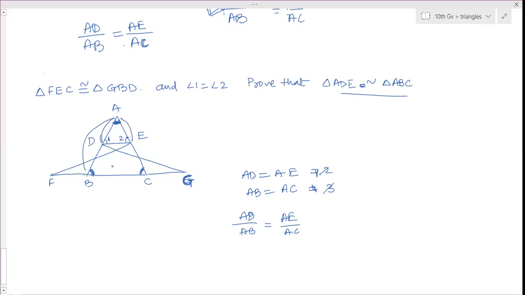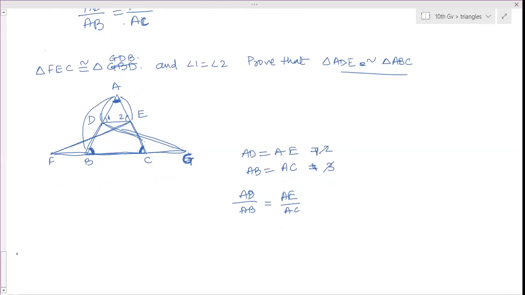How is angle B equal to angle C? Here they have told us FEC is congruent to triangle BDG. Ma'am, shouldn't it be GDB? Yeah, this name is written wrong. It's GDB only. I have written it wrong. Okay, ma'am. So therefore, angle B is equal to angle C.